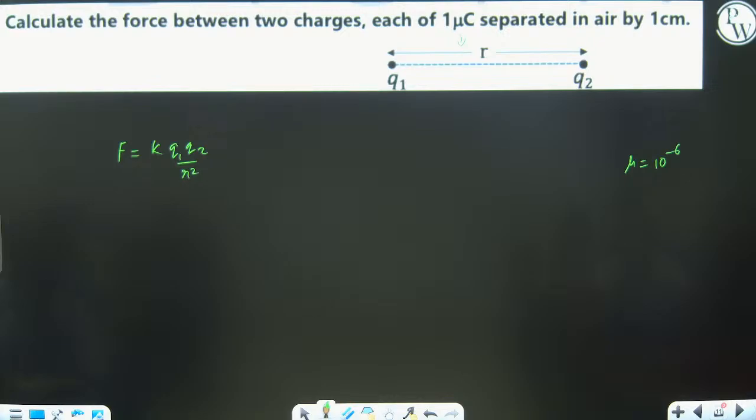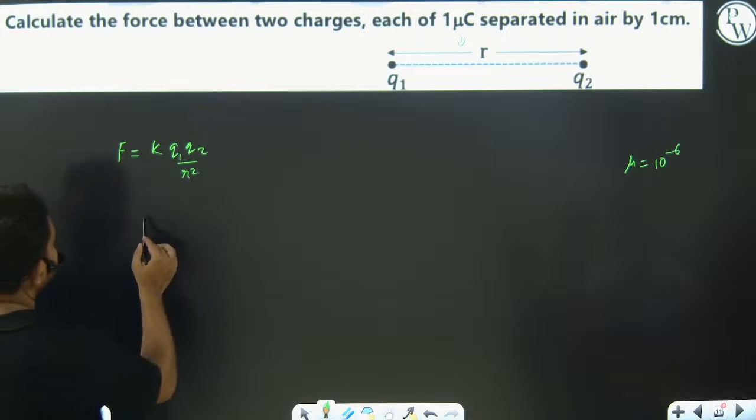Force cannot be in coulomb, beta. It should be Newton. Now it is correct. Yes, 90 Newton is the correct answer.